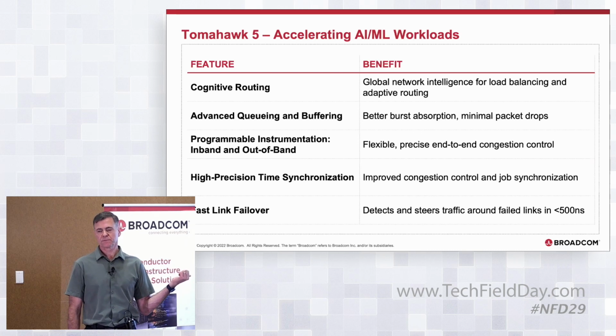High precision synchronization. So we have SyncE, we have 1588 built in, class C, so very accurate time stamping. You can use that, again, for congestion control, for synchronizing your jobs. And then we also have very fast link failover. In less than 500 nanoseconds, we can detect a link failure and steer the traffic onto a new link. That's really critical for AI/ML, because if you drop packets, or if one of the communication phases is held up, it holds up the progress of all the jobs.